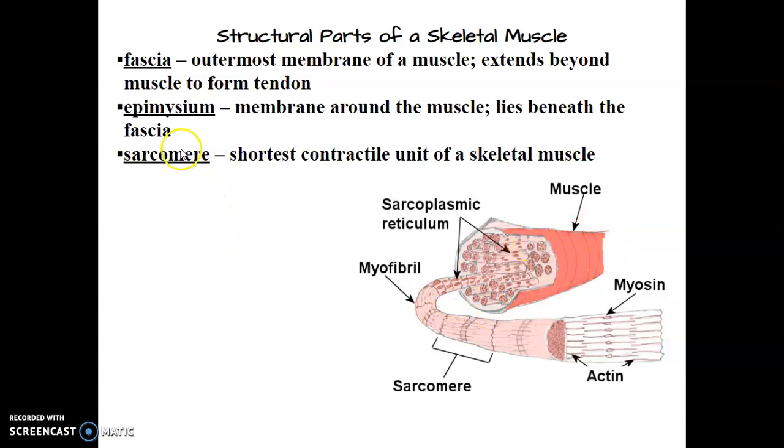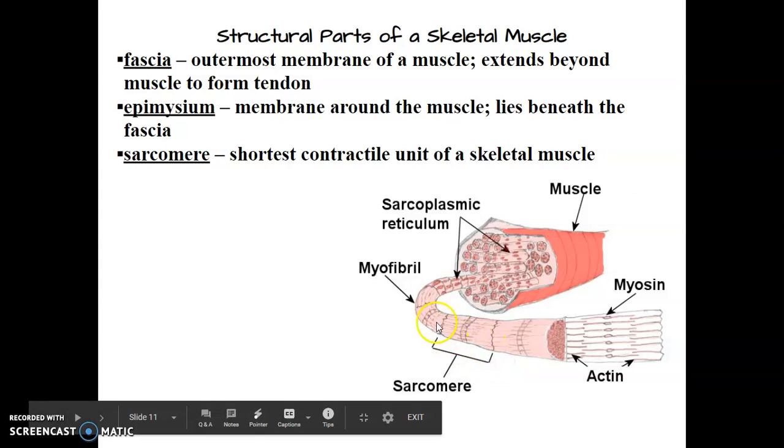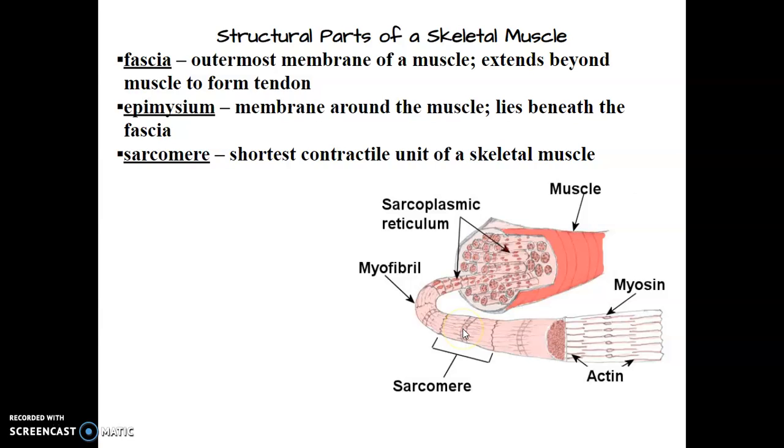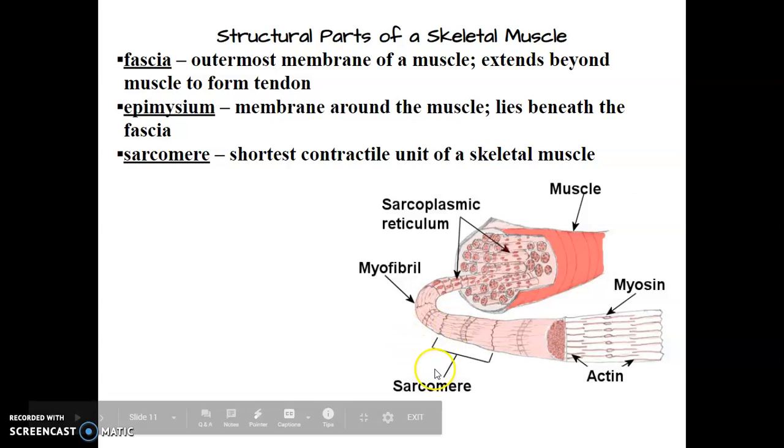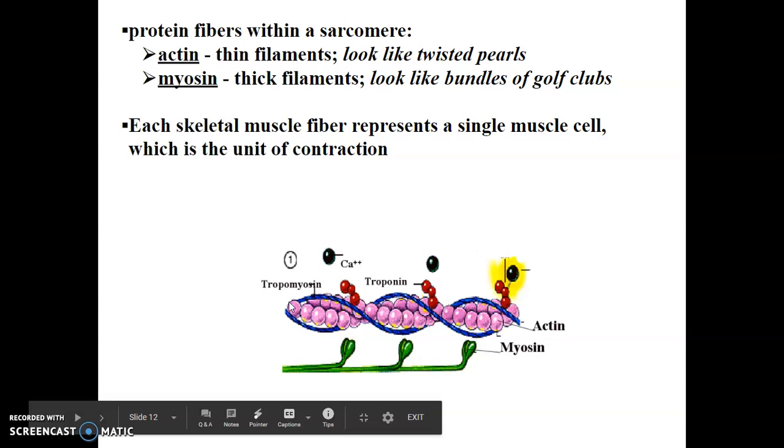And the sarcomere, this is one I really wanted you to know, is the smallest contractile unit of a skeletal muscle. This is the smallest part that we could take out of a muscle that's going to act like a muscle, that's going to have the characteristics of contractility, elasticity, or excitability. Okay, so that's called a sarcomere. Anything below that, this myosin and actin, doesn't act like a muscle.